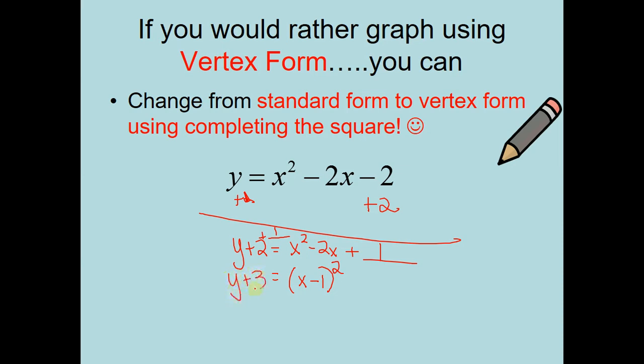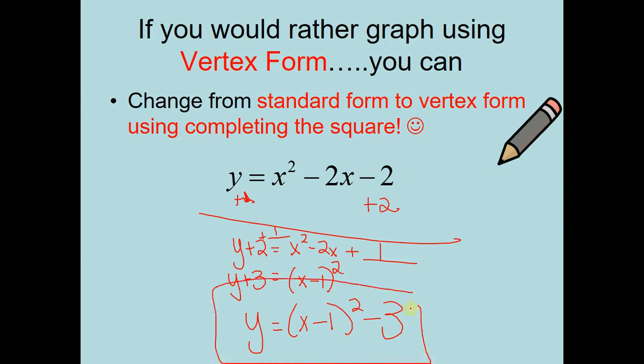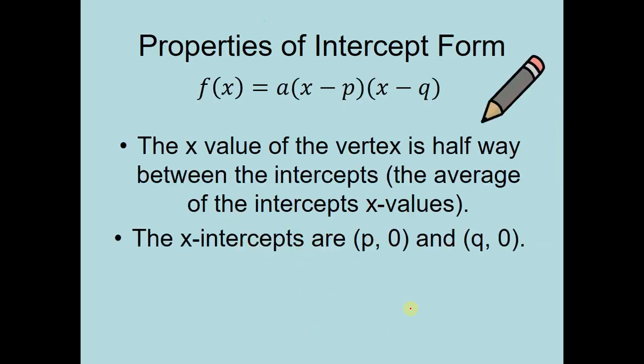And then you have y plus 3 over here because you had to add the 2 and the 1. And then since you want to be equal to y, kick the 3 over to the other side. And now you have a vertex equation. Notice, I can easily now find the vertex of 1, negative 3. That would be harder to find on a standard form because you have to use that negative b over 2a business.